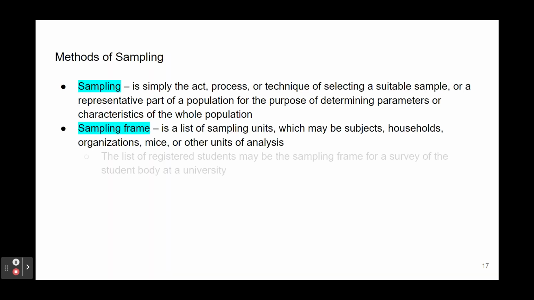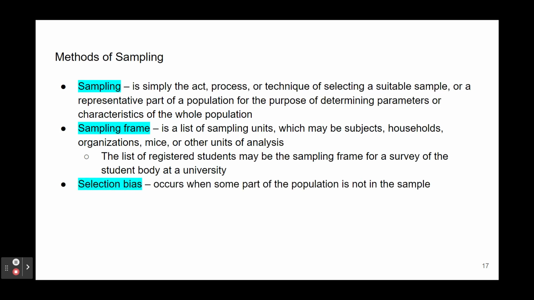There are methods of sampling. The definitions are: first of all, sampling; second, sampling frame; third, sampling bias. Selection bias occurs when part of the population is not in the sample, because the sampling process does not represent the entire population. In that case, we call it selection bias. We will talk more about bias and threats to experimental research later. All right, cool.